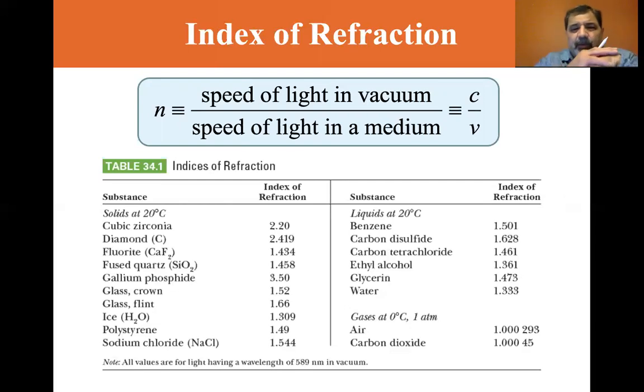in vacuum. Now, remember this: n equals c divided by v, because we're going to look at v equals c divided by n. We'll see that later. The velocity is equal to c divided by n. We're going to use that relationship later.